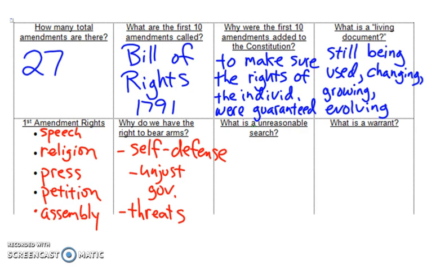The Fourth Amendment gets into when the police can search your house, search your person, search your effects. And the key word there is unreasonable. A search cannot be unreasonable. So to make a search reasonable, the police need a warrant. They need evidence.